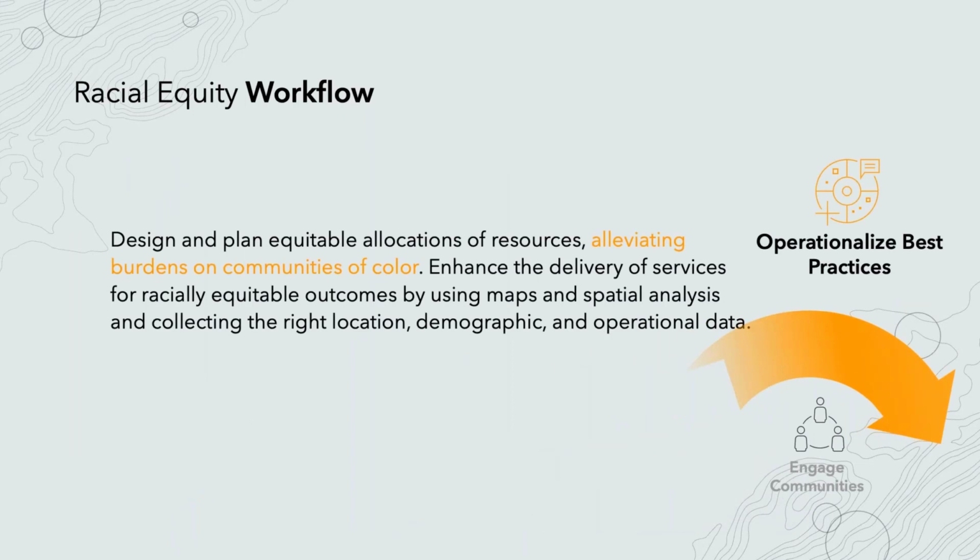So with an understanding of where inequities are impacting populations of concern, organizations then seek to infuse their efforts with racial equity and social justice best practices. And what we mean by that is organizations are trying to make sure that their programs and their services are distributed equitably. They're also trying to make sure that any interventions that they're providing, any policy work they're doing, will really create real change. So in the operationalized best practices stage, this is where organizations are looking to design and plan equitable allocations of resources to alleviate burdens on populations of color.